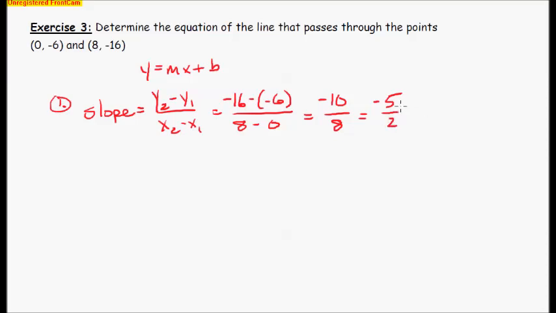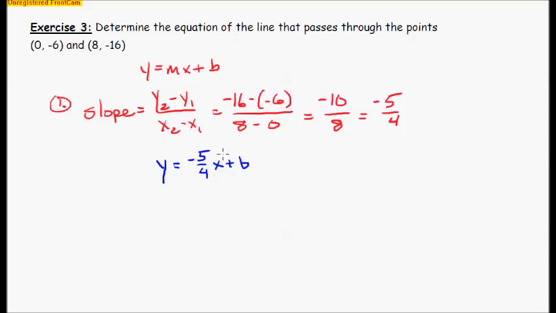How did I get negative 5 over 2? I have no idea. How about a negative 5 over 4? There we go. Okay, so there's my slope. So far, here's my in-between step. So far, we have this as the slope, and I still have to figure out what b is.